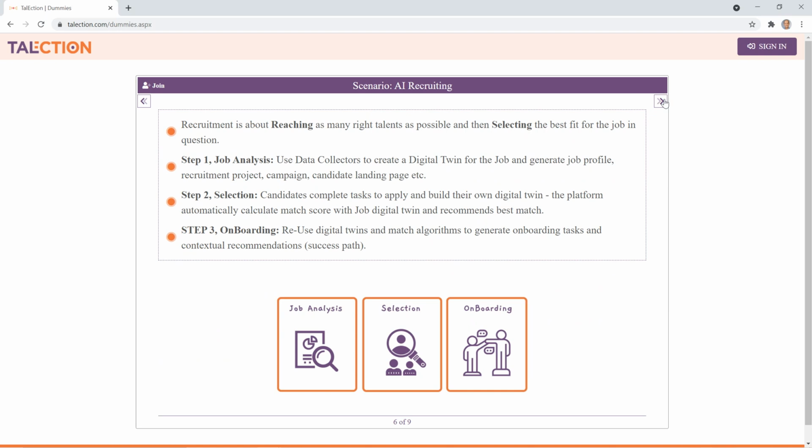Step 3, onboarding. And that's where you reuse the digital twin and match algorithms to generate onboarding tasks and contextual recommendation for a success path from the selection until you start the job and onwards.